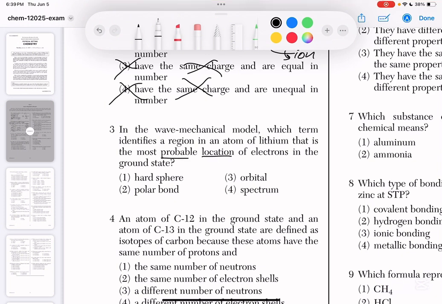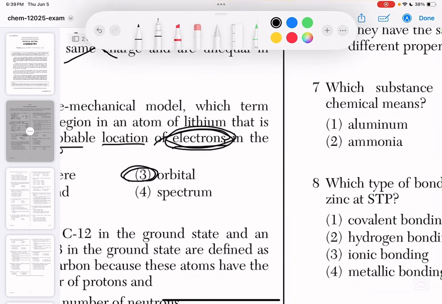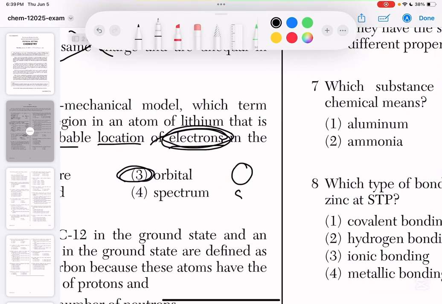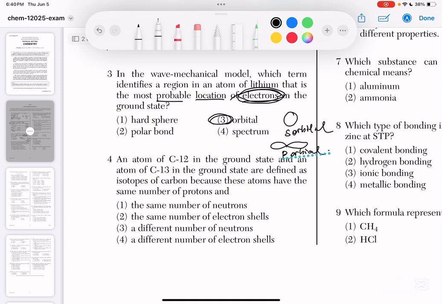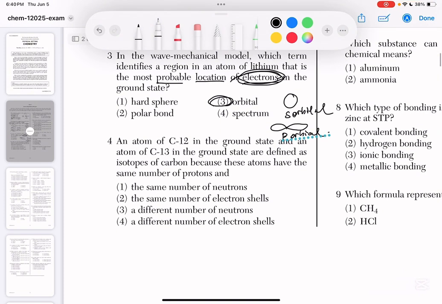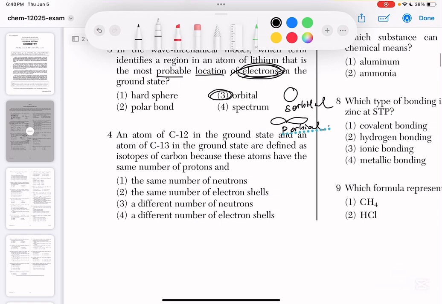Most probable location of electrons. So that would be the electron orbitals. Like this is S orbital, P orbital. And all you really have to know for this is that it's around the nucleus and it's where you're most likely to find an electron.